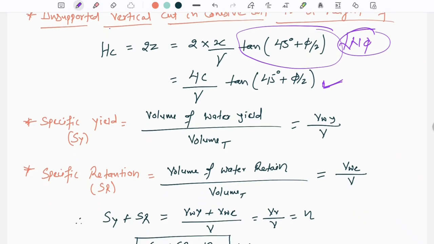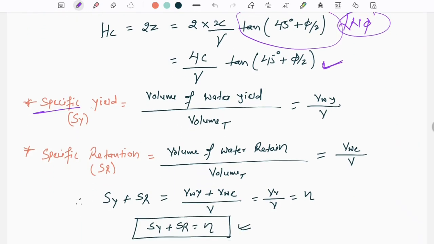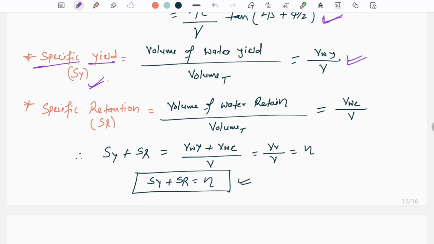So next is the specific yield and specific retention. Specific yield is the volume of water yielded from the voids of the soil divided by the total volume, Vwy upon V. And specific retention is the volume of water retained in the voids of the soil against the total volume, Vwr by V. Okay, so this is specific yield and specific retention.